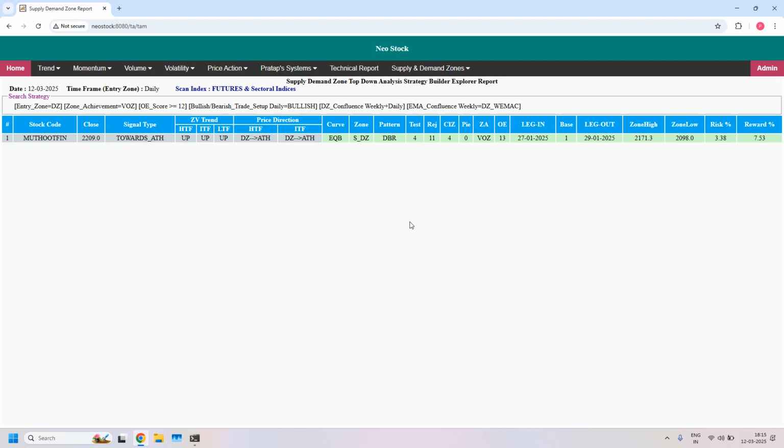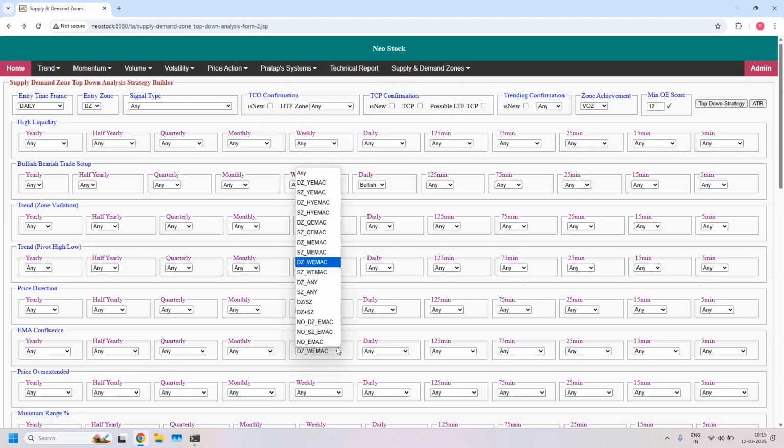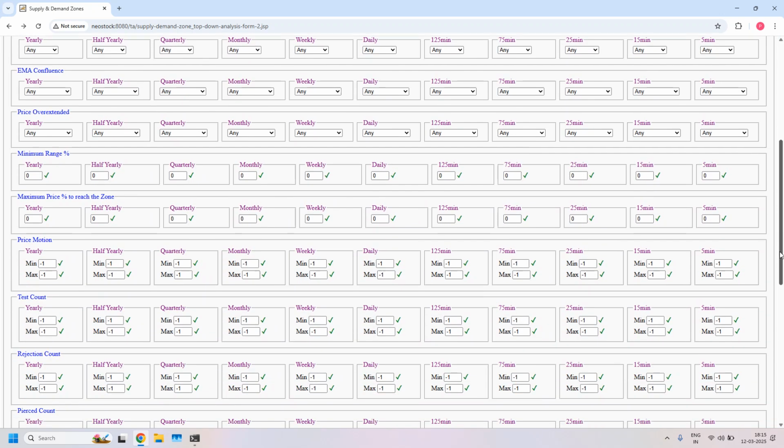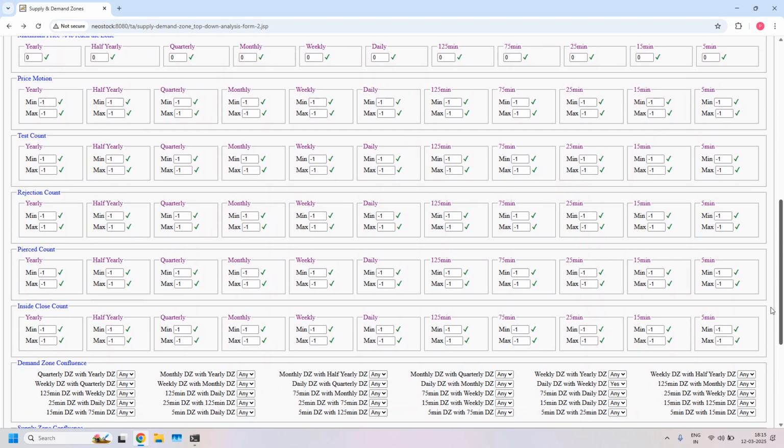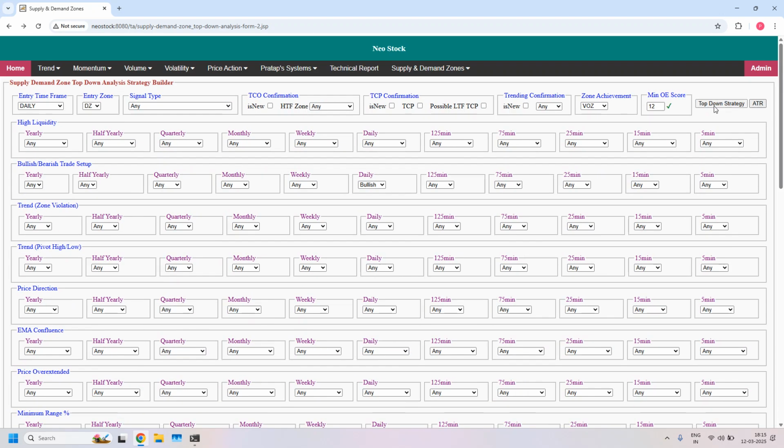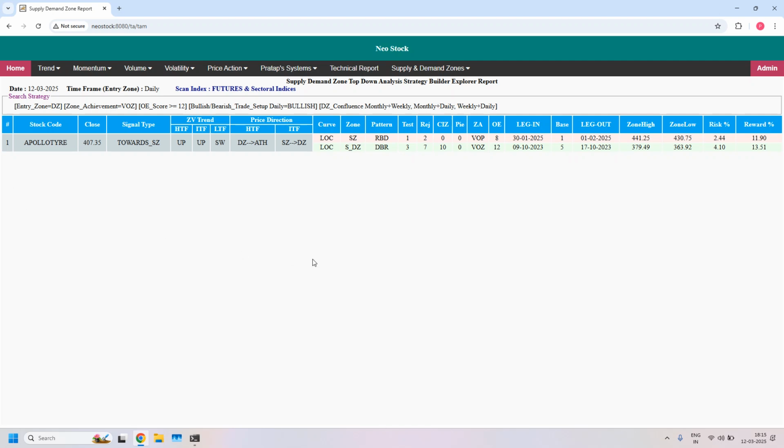Okay, this is about LTF, ITF and ITF EMA confluence. Next we will look into LTF, ITF, HTF demand zone confluence supported stocks. Removing the EMA filter, in the demand zone confluence we have to set 3 filters. The first filter is already available. Next, daily with monthly demand zone confluence, and weekly demand zone with monthly demand zone confluence. With all 3 filters, we got only 1 stock.